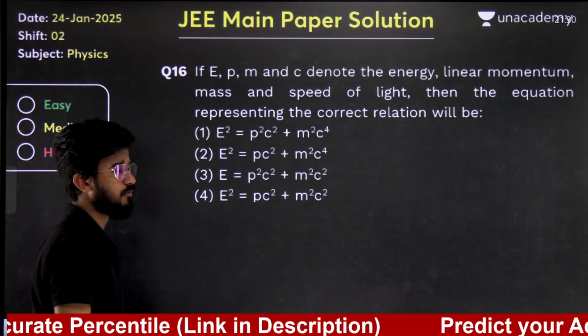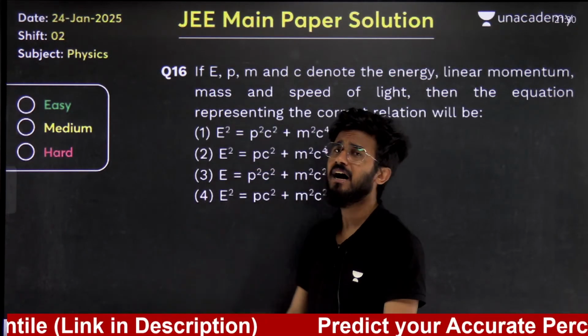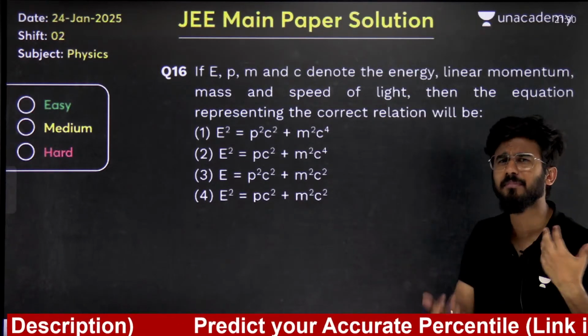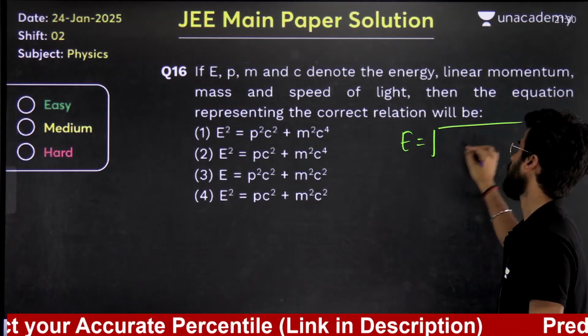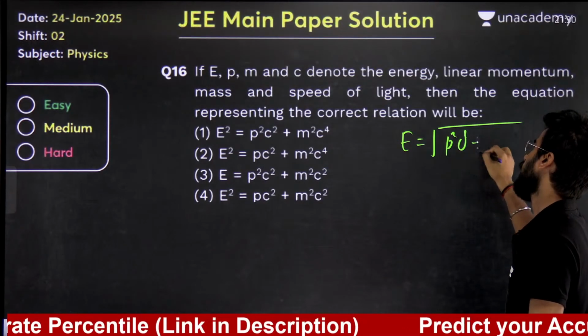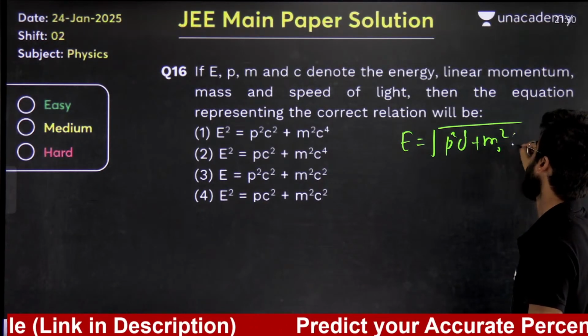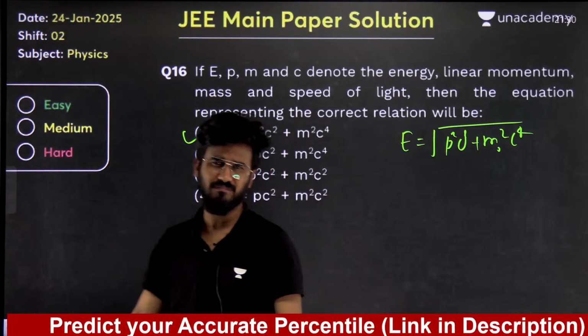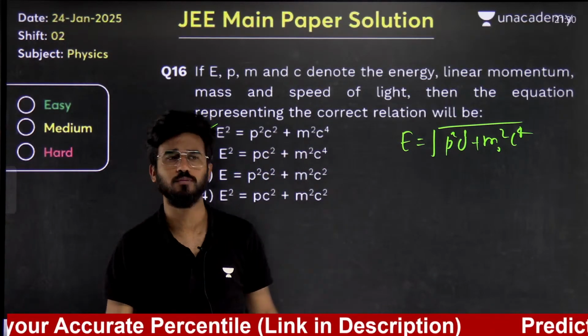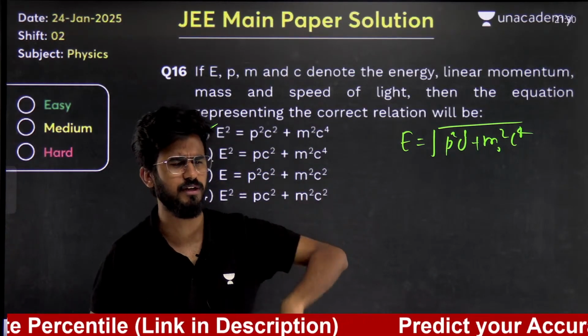We can solve this in 2 ways. People generally just remember this kind of equation: E equals under root p square c square plus m naught square c power 4. This is the direct answer, and we can write this equation also. This is the first trick for solving this particular question.